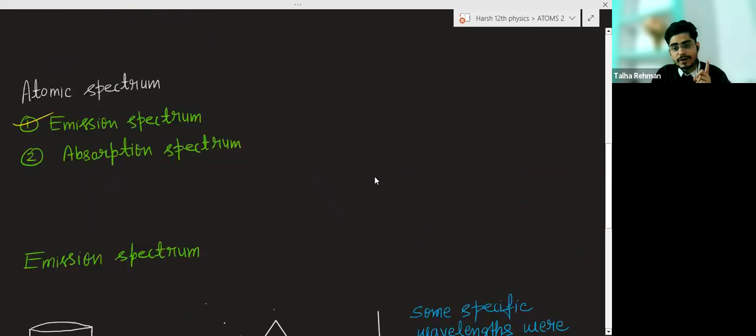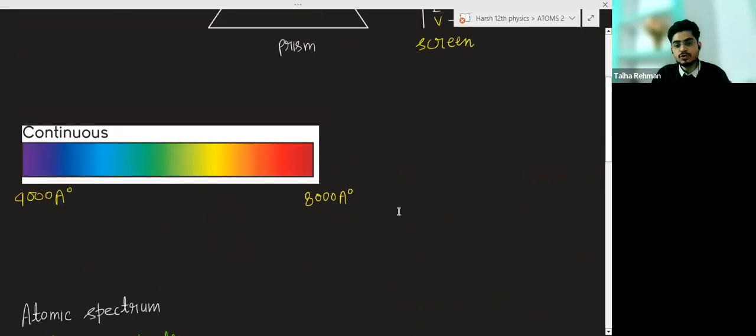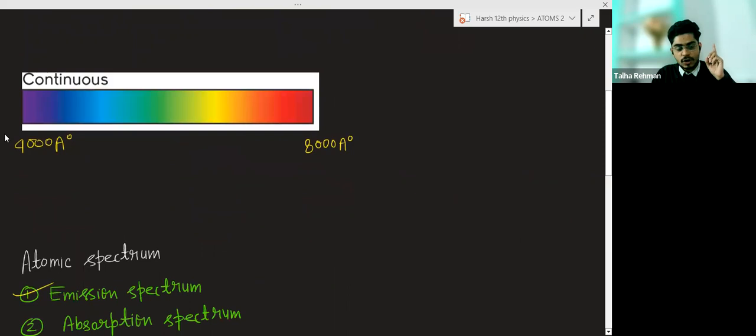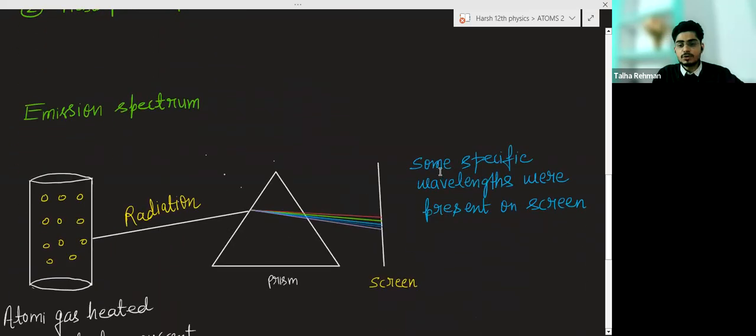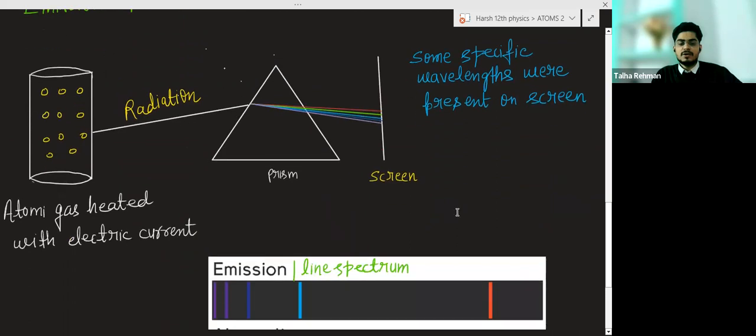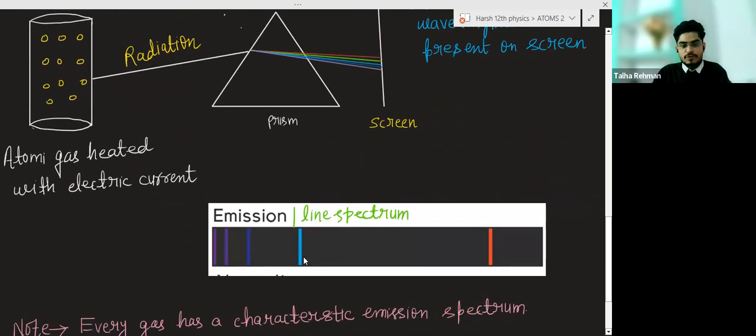When that radiation passes through the prism onto the screen, you will not find the continuous spectrum. You will not find all the wavelengths from 4,000 angstrom to 8,000 angstrom. Some wavelengths will be missing. Only some specific wavelengths are present on the screen. This is the type of spectrum you will get. This is completely dark. Here is one wavelength.